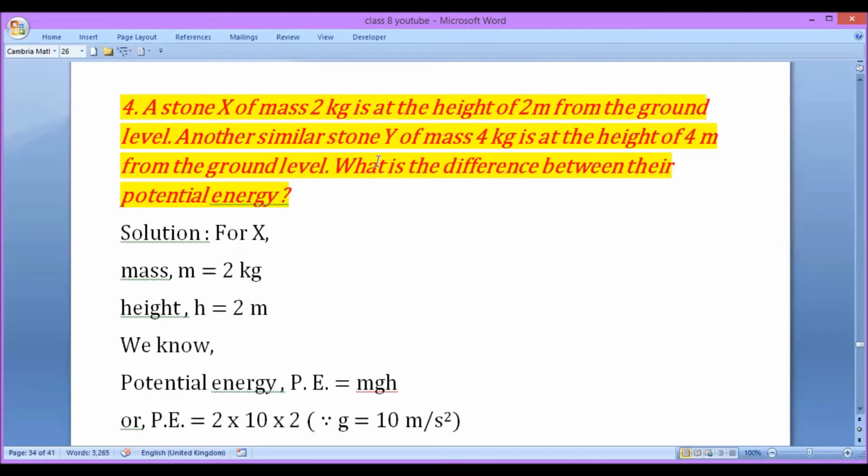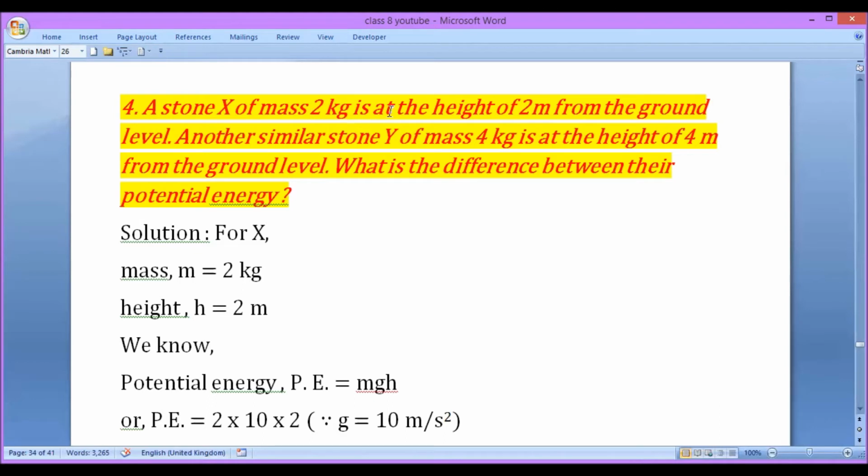A stone X of mass 2 kg. One stone is given here. Its name is X. A stone X of mass 2 kg is at the height of 2 meter from the ground level. Another similar stone Y of mass 4 kg is at the height of 4 meter from the ground level. What is the difference between their potential energy? Here is one stone, its name is X, and another stone, its name is Y.